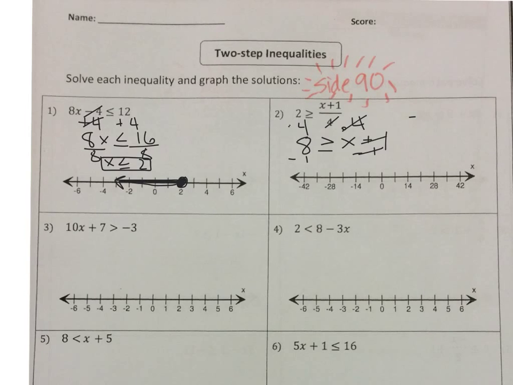I'm going to continue up here. That would make 7 is greater than or equal to x. Well, I know that I want to graph it with x on the left. So I'm going to reverse my inequality so it's x is less than or equal to 7.